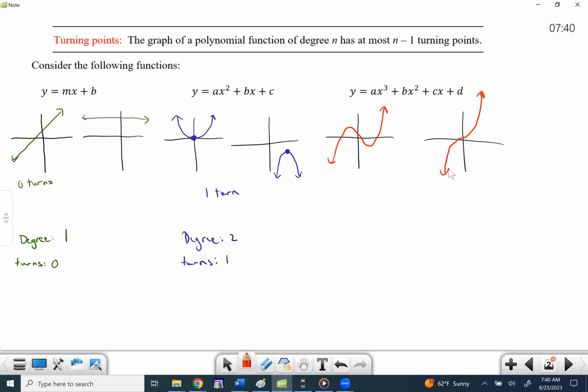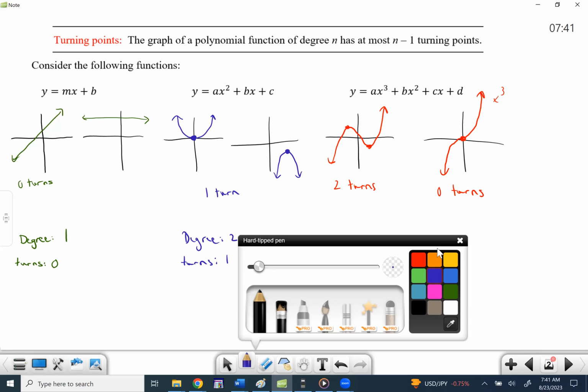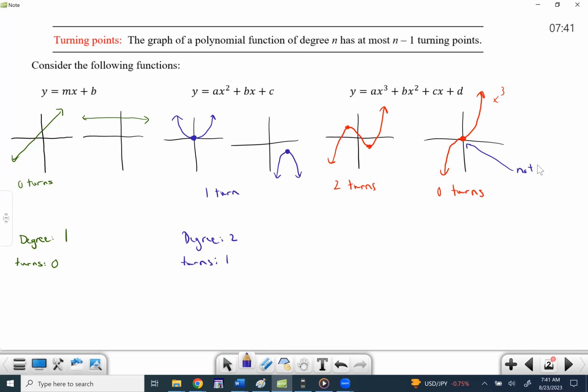Okay, all right, so we know this one. This was one of our parent functions that we memorized, right? X cubed. Now this first one has 2 turns, right? This one technically has 0 turns. That spot that I highlighted is not a turn. Okay, it's a shelf point. It doesn't change from increasing to decreasing. It's increasing, increasing, increasing, and still increasing, increasing, increasing. Okay, so that is not going to be considered a turn.